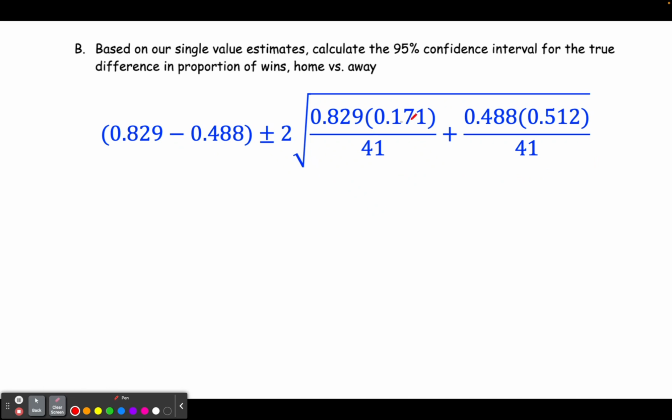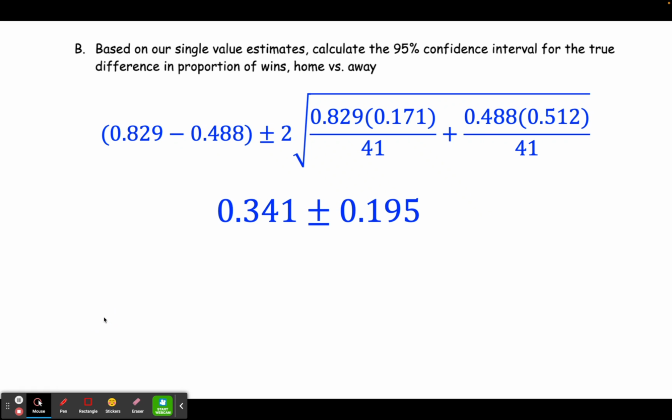But please don't do any rounding in between. Just keep those numbers stored in your calculator and don't round until you get to that step. That leaves us with a margin of error of 0.195. And the 0.341, of course, is our single value estimate based on the home and away winning percentages. That's the same value that we calculated in part A.